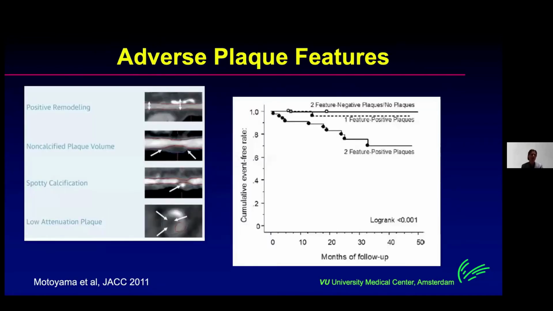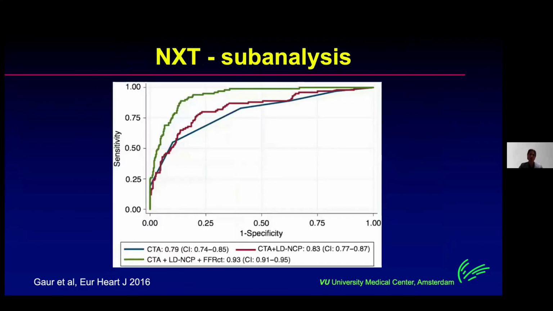And we know this from a very long time already, placed by the group of Jagat Narula, that adverse plaque features do matter. And these are things you cannot get out of an invasive angio, and you cannot get out of functional testing, like positive remodeling, non-calcified plaque volume, spotty calcification, low attenuation plaque, and all these features tend to be of prognostic value. And they even ask you the question, are they of ischemic value, and do we need preemptive treatment of these kind of plaques, medical or invasive?